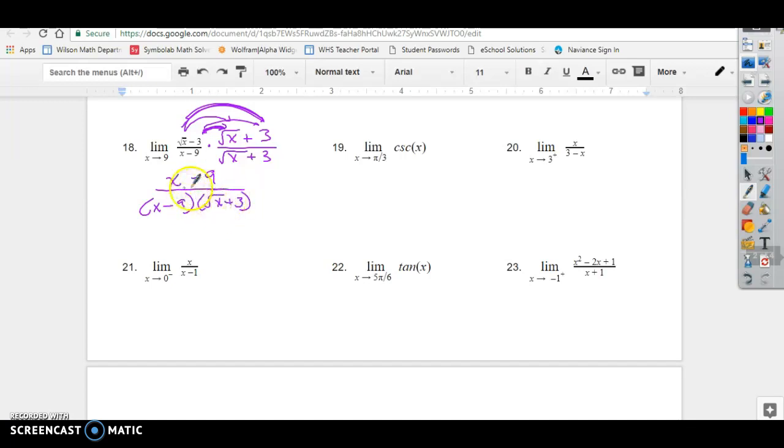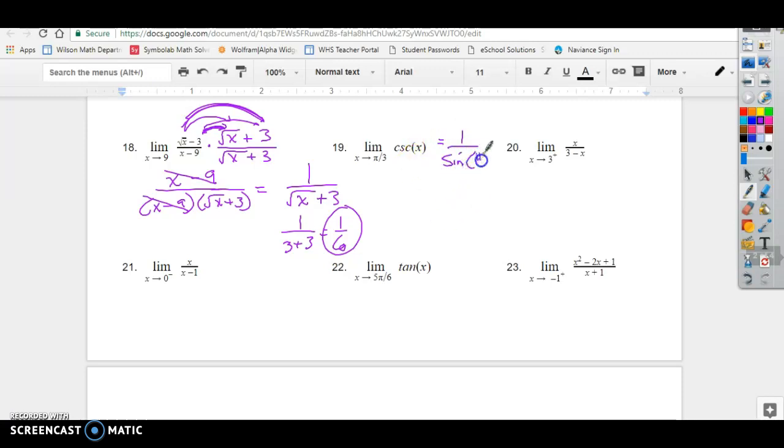Notice I didn't FOIL on the bottom because I saw these will cancel out. I'll leave you with 1 over the square root of x plus 3. Now put in my 9. So that's the square root of 9, which is 3, plus 3. We're looking at 1/6. Okay, so cosecant, I believe, is 1 over sine.